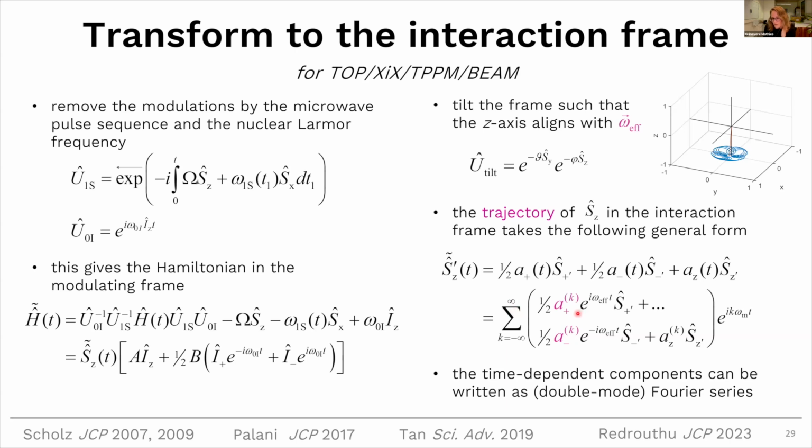And it's now not difficult to show that these time-dependent coefficients can be written as double mode Fourier series, with two basic frequencies, the effective frequency and the modulation frequency. Now what we want in the end is to find the Fourier coefficients A plus and A minus, which tell us the contributions of these two frequencies. And as you'll see, they'll end up in the effective Hamiltonian, and they're important later on.